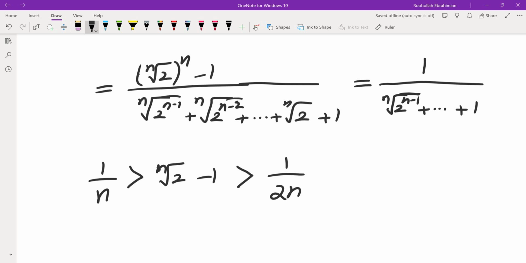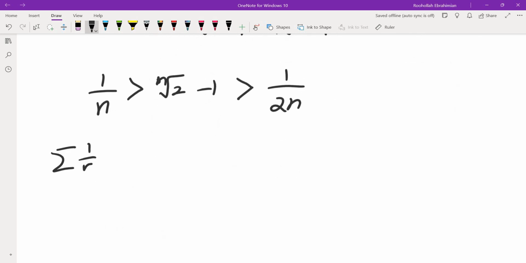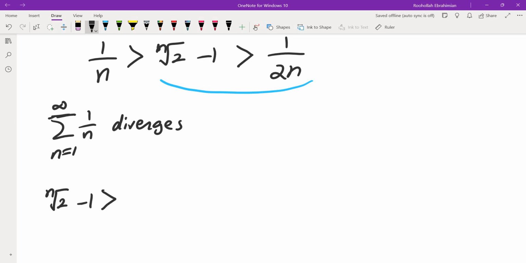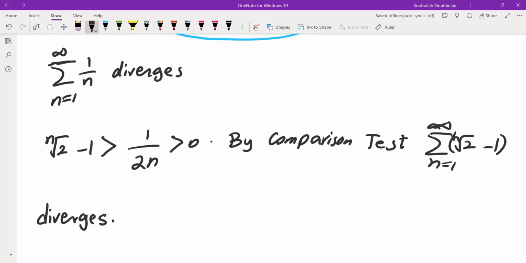So which one is going to be more useful? Well, of course, I know that the sum of 1 over n diverges. This is the harmonic series, n equals 1 to infinity, so it diverges. Therefore, the one on the right would help, in fact, better. The nth root of 2 minus 1 is greater than 1 over 2n, and both of these are positive. So now by the comparison test, the sum of the nth root of 2 minus 1, n equals 1 to infinity, diverges.